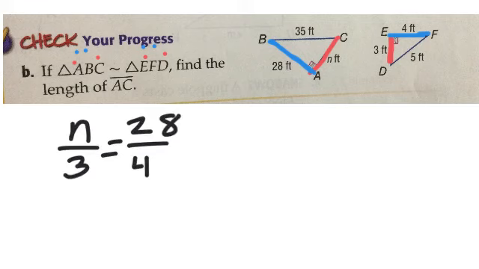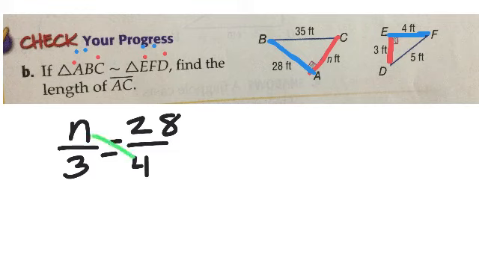Does it matter if you do 3 over N equals 4 over 28? That works, as long as you start on the same triangle both times. Like you see how here I started with this triangle for N, and then I started with this triangle for 28, then I'm good. If you started with 3 and then 4, you're good. You just have to make sure you start with the same triangle both times. Okay?